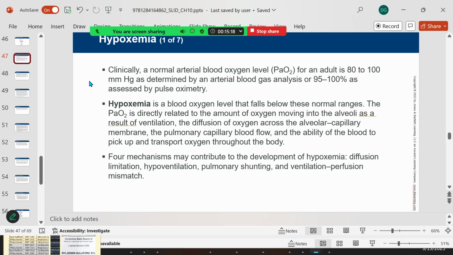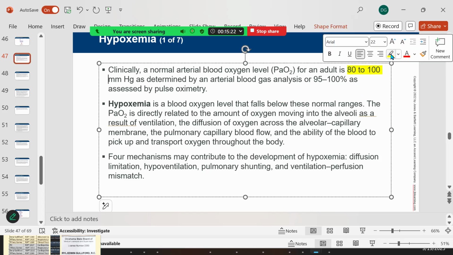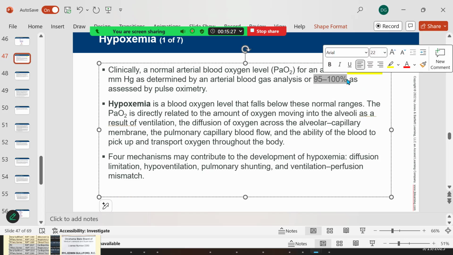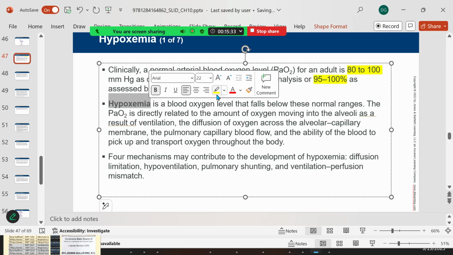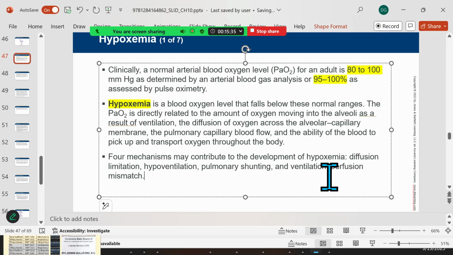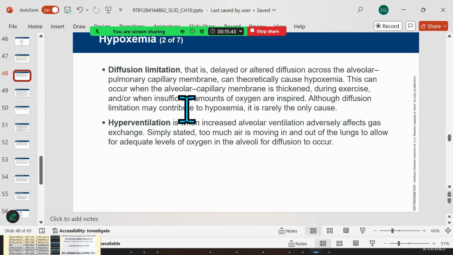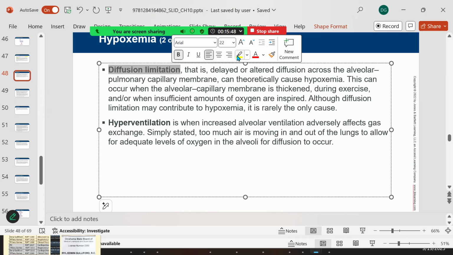Let's see here. Normal blood oxygen is 80 to 100. Every therapist needs to know that 80 to 100 is considered normal, which gets us about 95 to 100% saturated when we study that by pulse ox. Hypoxemia is where there is not enough oxygen in the blood. And this can be due to diffusion problem, hypoventilation, shunting, VQ mismatch, any of those things. Diffusion limitation, something like pulmonary fibrosis would be a good example of that, or emphysema.